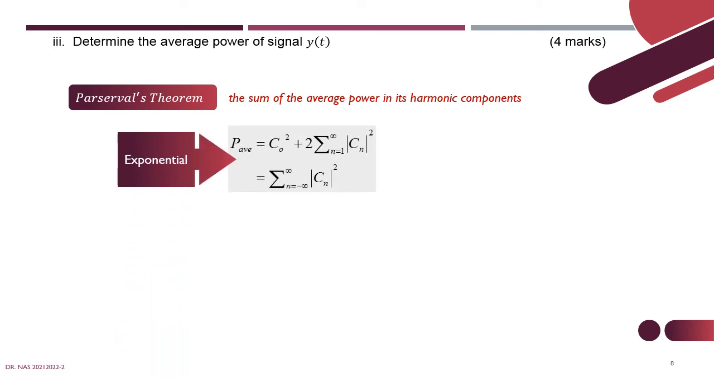If you have an exponential spectrum or a frequency spectrum, you can calculate the average power by having the magnitude of each component or harmonic. So starting from your C0 squared plus 2 times your Cn squared. Why multiply with 2? If you remember the exponential spectrum, you have both double-sided.